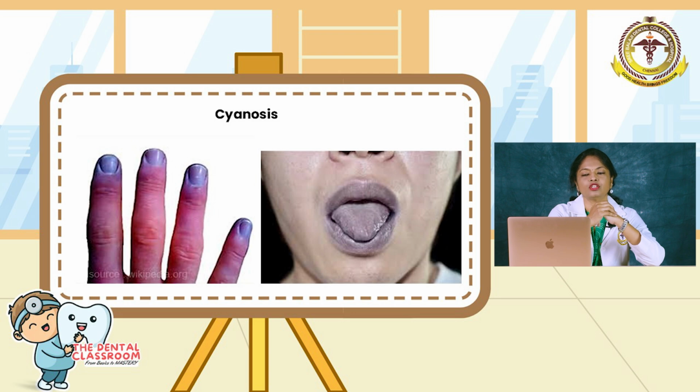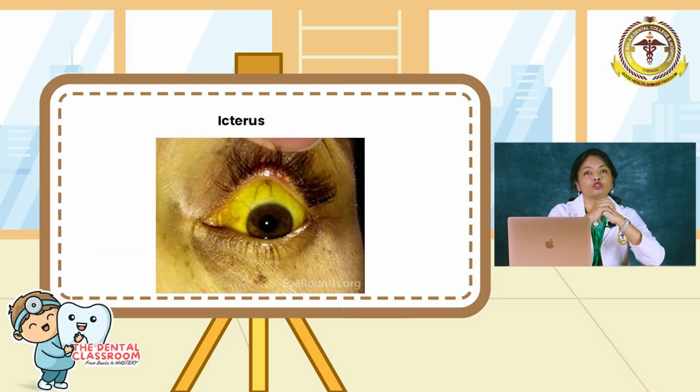Cyanosis is the bluish discoloration due to increased amount of reduced hemoglobin in the capillary blood. The sites where cyanosis is seen are your palate, tongue, tip of the nose, tip of the finger, nail bed, etc. Cyanosis can be peripheral or central. Moving on to icterus, it is a yellowish pigmentation of the skin, sclera and other mucous membrane caused by hyperbilirubinemia, and icterus is seen in the bulbar conjunctiva, skin, oral mucosa, palms and nails.